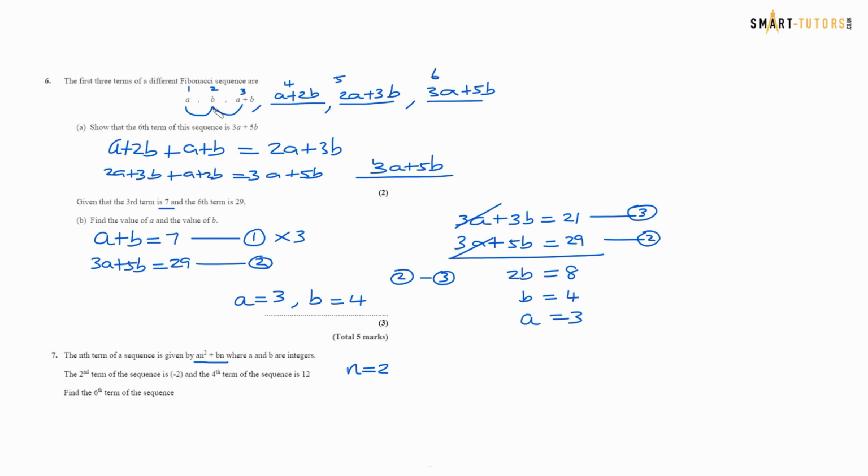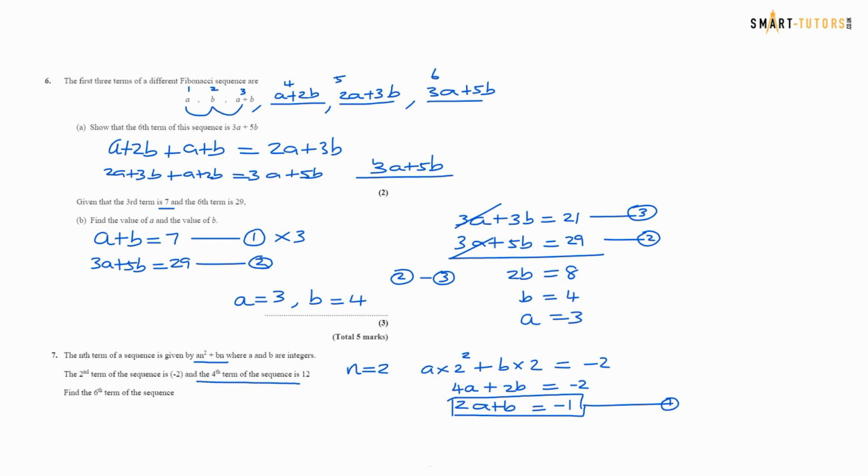So n equal 2 means A times 2 squared plus B times 2 equal minus 2. So 4A plus 2B equal minus 2. If I divide everything by 2, 2A plus B equal minus 1. So this is a simplified version of the first equation. I hope we can find another equation to solve A and B.